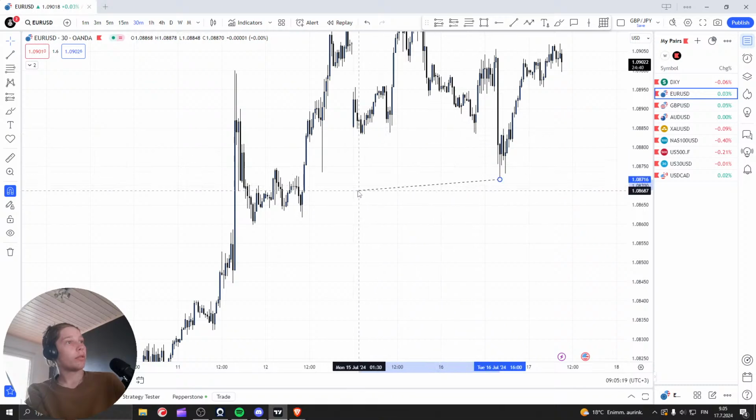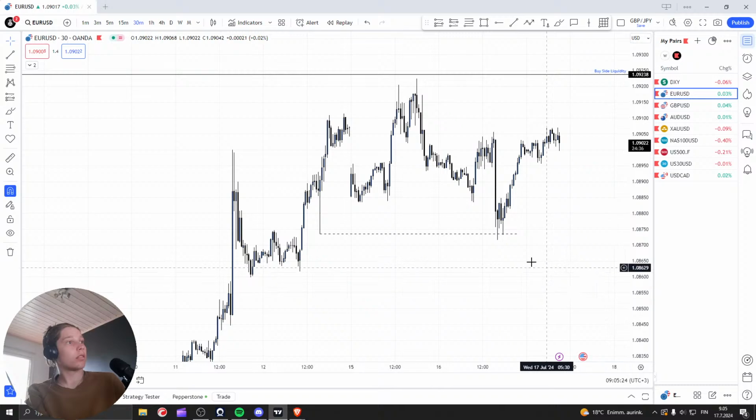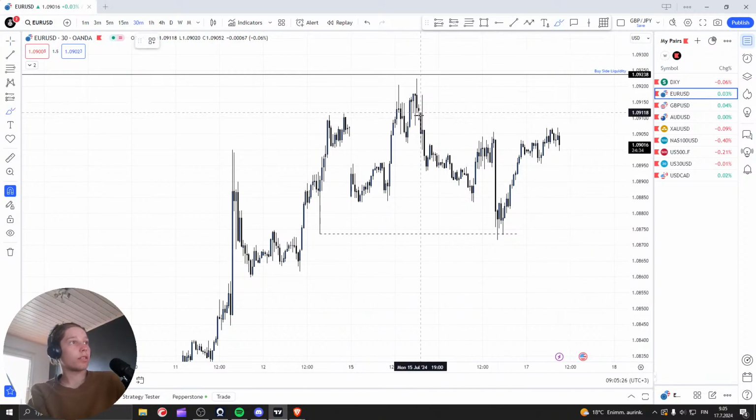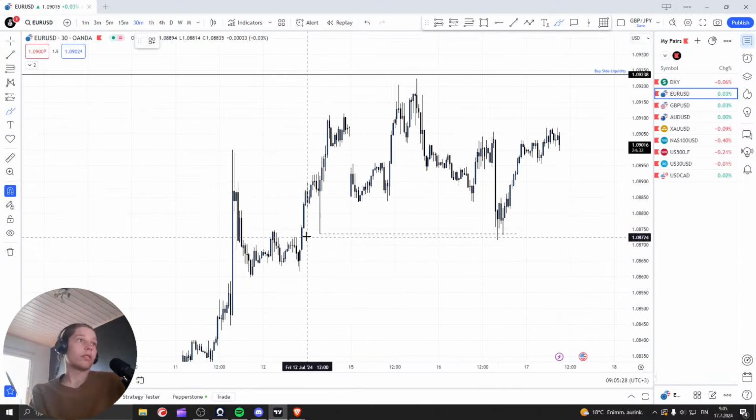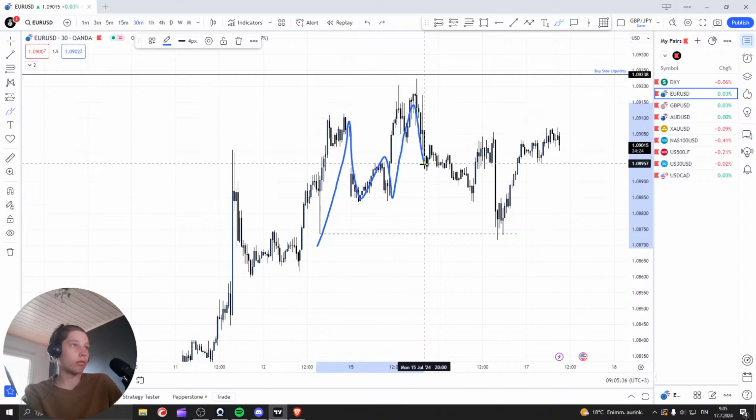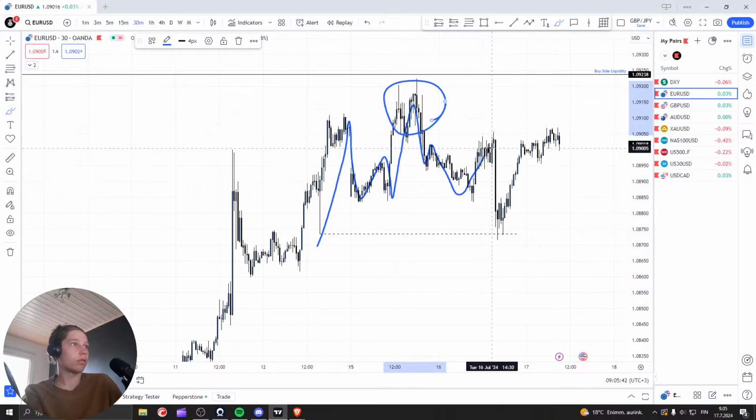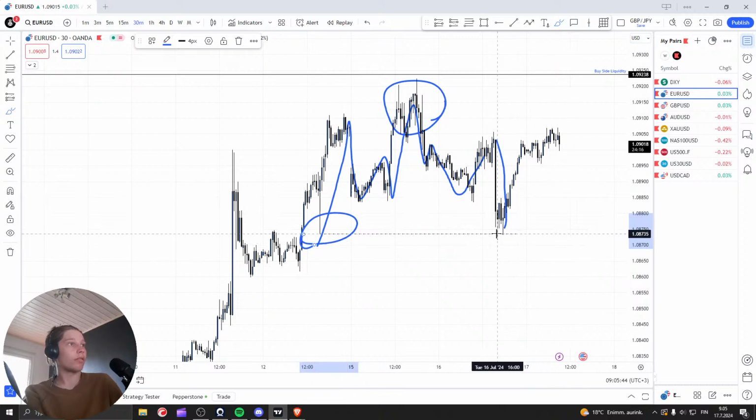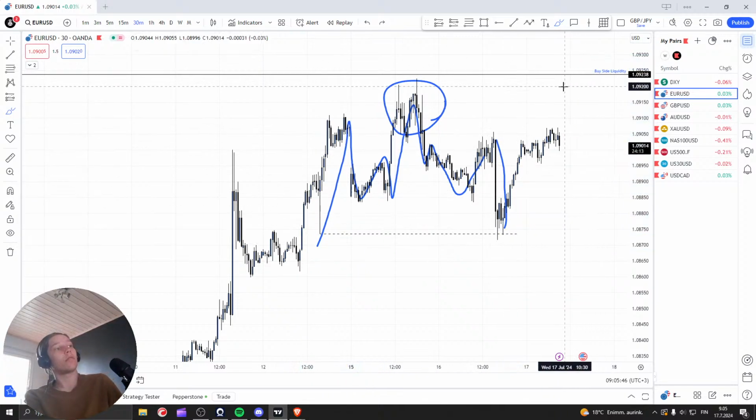We liquidated that wick. I think this is a sell model inside of a buy model, where this is the start of a sell model. You create low, high, low, high, low, and then this is your smart money reversal point to go for that low, and then you kind of shift to buy model and go for those highs.